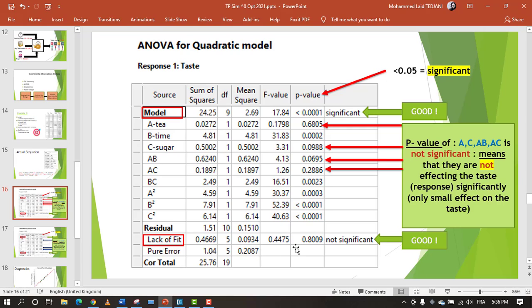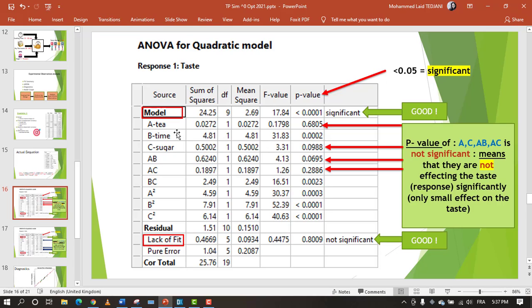A not significant lack of fit means that the effect of the lack of fit on your model is not significant, is not important, which is good. You must check these 2 values. This one significant, this one not significant. All the other variables inside don't have to be significant or not significant. We leave them as they are.